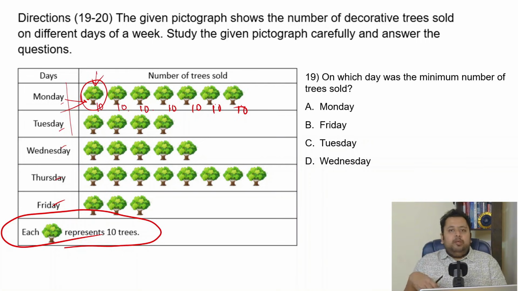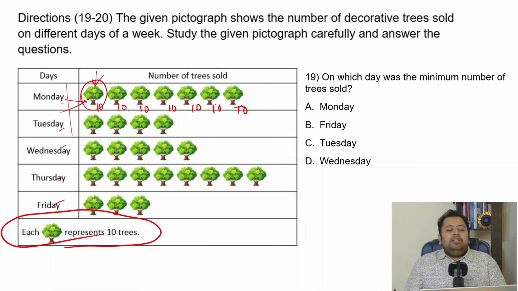So first solve the table. Once you've solved the table, the two questions, number 19 and number 20, will be done very instantly, right? So pause the video, find out how many trees were sold on Monday, Tuesday, Wednesday, Thursday, Friday, and then look at the question and try answering those, right? Pause the video, solve it first, and then look at the solution. Great. On Monday, how many trees were sold? On Monday, as I've written over here, 10 plus 10 is 20, plus 10 is 30, plus 10 is 40, plus 10 is 50, plus 10 is 60, plus 10 is 70. So 70 trees were sold on Monday.